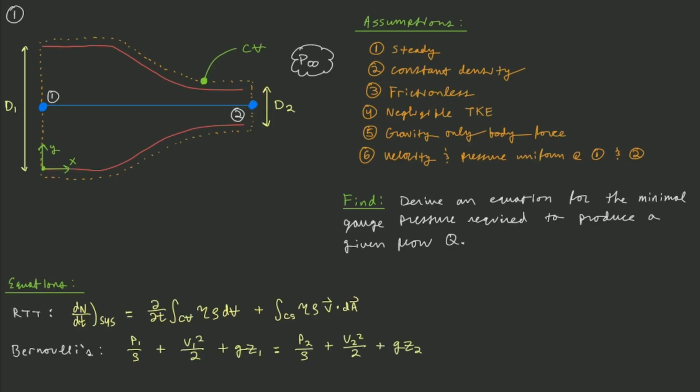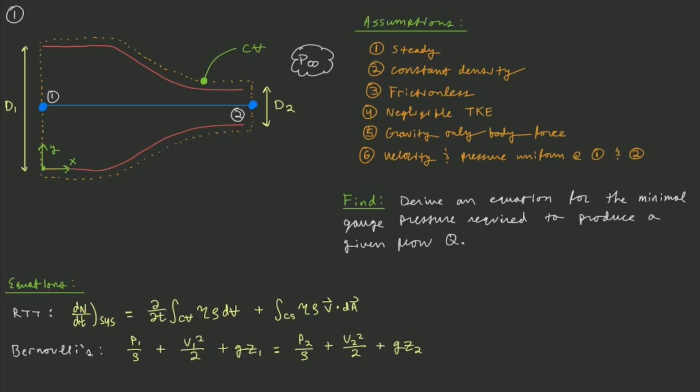So 1, we're going to assume that we have a steady flow, so none of our field variables change with time. 2, we're going to assume we have a constant density flow, so constant temperature, incompressible, etc. 3, we're going to assume that we have a frictionless flow. That's very important for Bernoulli's equation. Many flows you cannot assume are frictionless, but for this case, we're going to assume the flow is frictionless.